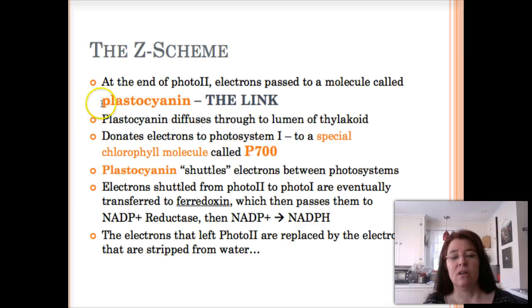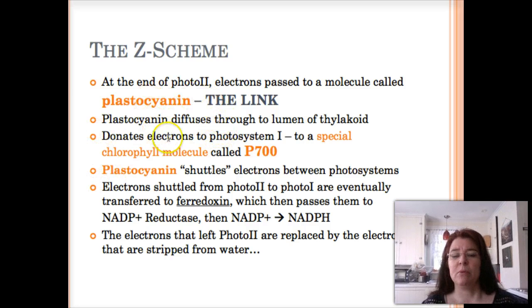Plastocyanin. Now, this should not be confused with plastoquinone. Plastoquinone is the molecule that helps move electrons from protein to protein within the cytochrome complex, the electron transport chain. Plastocyanin receives electrons at the end of photosystem 2 and feeds them in to the beginning of photosystem 1.